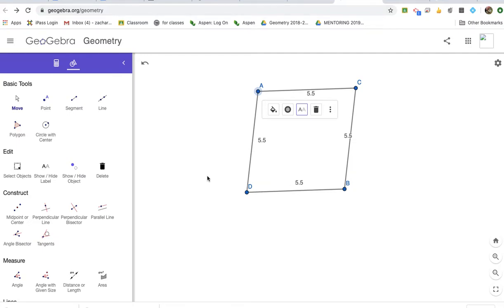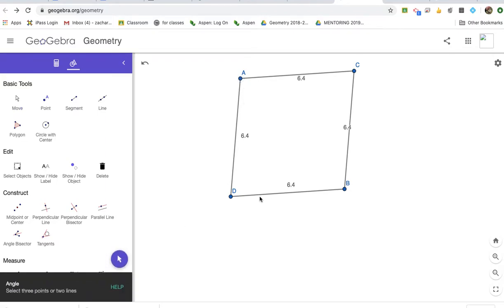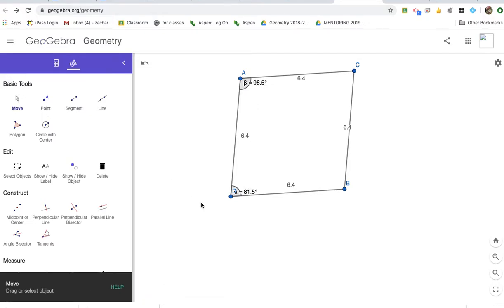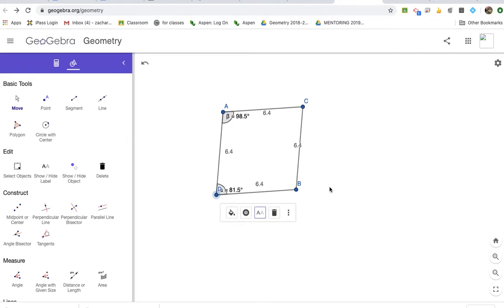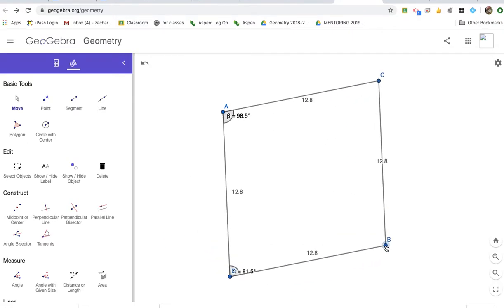We could figure that out by checking if the opposite sides are parallel. They definitely look like they are. We could check by measuring some angles. If I measure this angle, I get 81.15, and this angle, I get 98.5. Those two add up to 180. Remember that if same side interior angles add up to 180, then the lines are parallel. That's from our parallel lines unit.